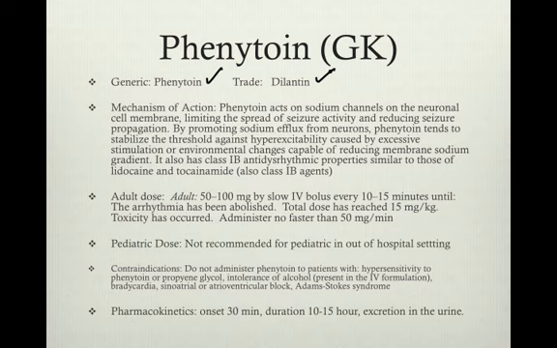Also class 1B agents. Adult dose on this is 50 to 100 milligrams by slow IV bolus every 10 to 15 minutes until the arrhythmia has been abolished. Total dose can reach 15 milligrams per kilogram, or until toxicity has occurred. Administer no faster than 50 milligrams per minute. So this is a nice, even flowing drip. Pediatric doses are not recommended.